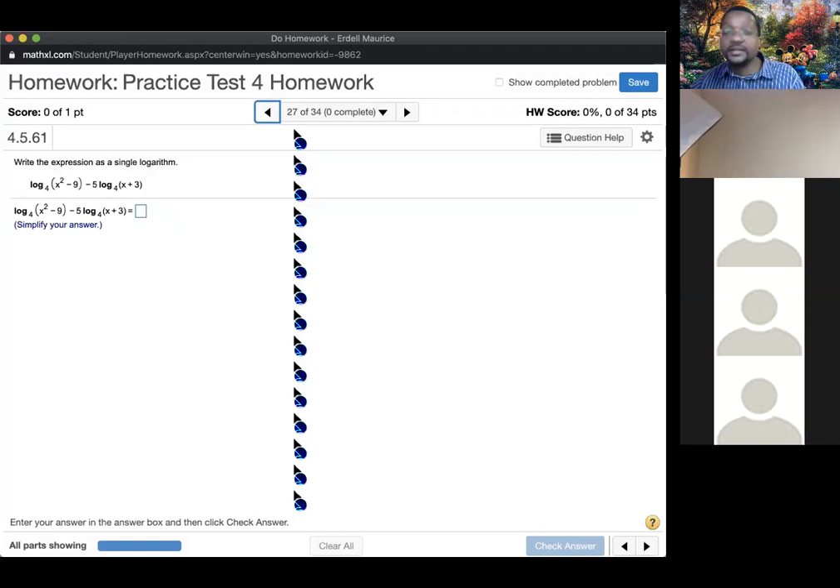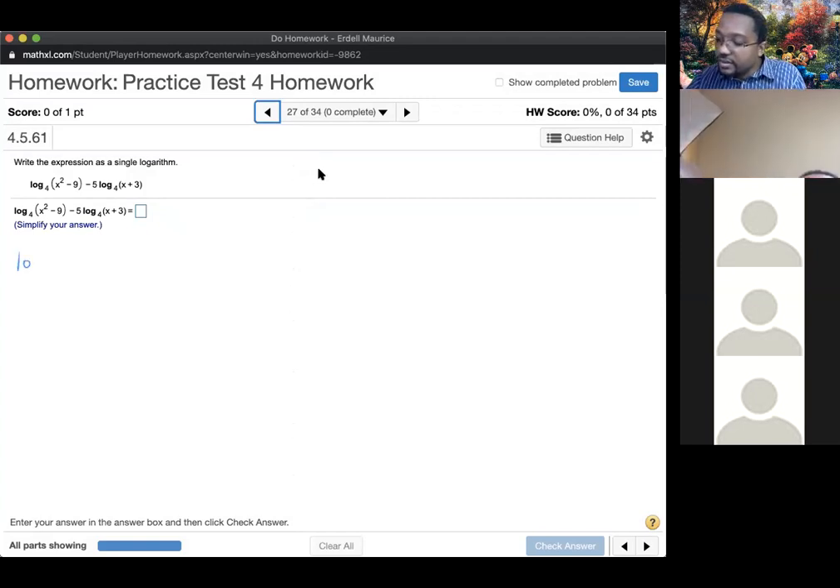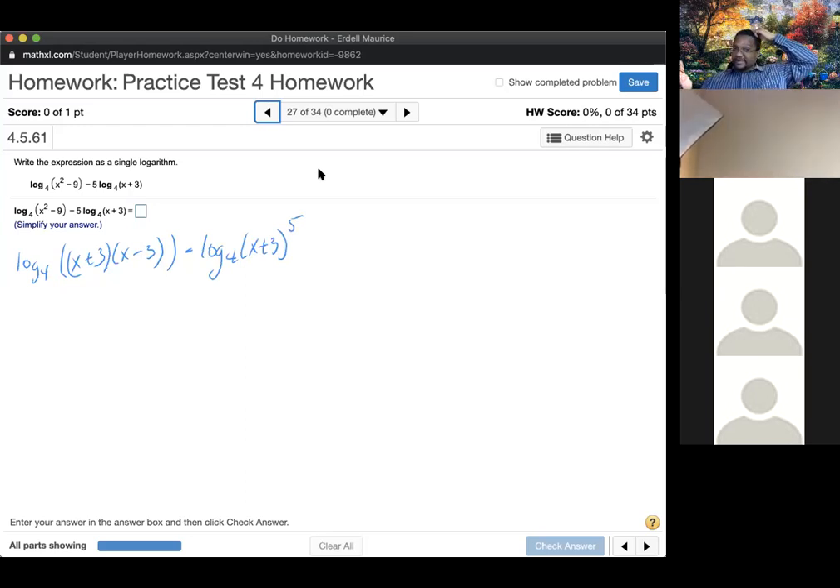So the first one right here, log base 4, this breaks down into x plus 3 multiplied by x minus 3, correct? Because you have a difference of squares. And that's going to be minus, and I'm going to take this 5 up, so it's going to be log base 4 of x plus 3 raised to the 5th power. Have I lost anybody?